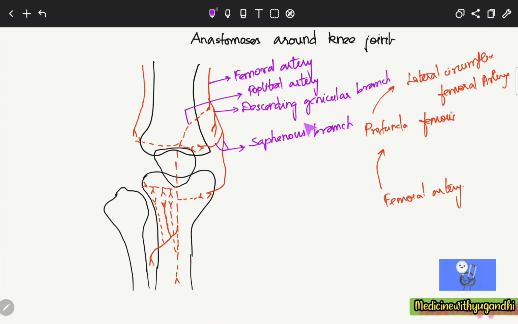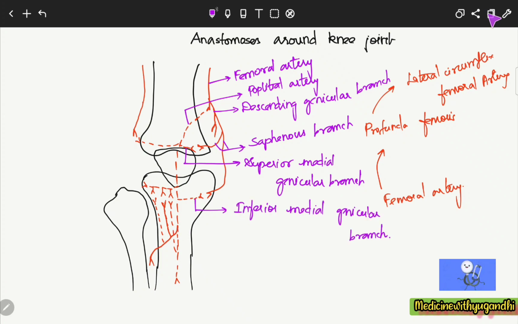This saphenous branch of the descending genicular artery above the condyle anastomoses with the superior medial genicular branch of the popliteal artery. Below the condyle, the saphenous branch anastomoses with the inferior medial genicular branch of the popliteal artery. Then on the lateral side, here comes the descending branch of the lateral circumflex femoral artery.